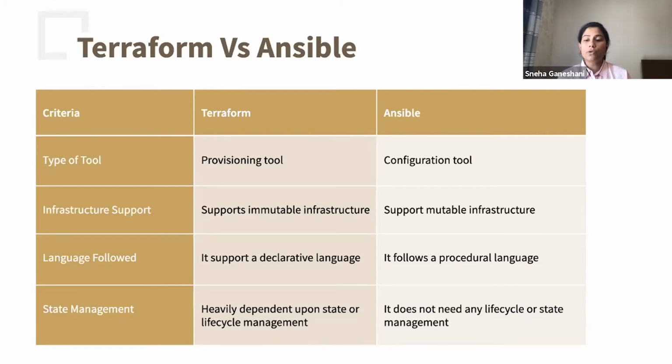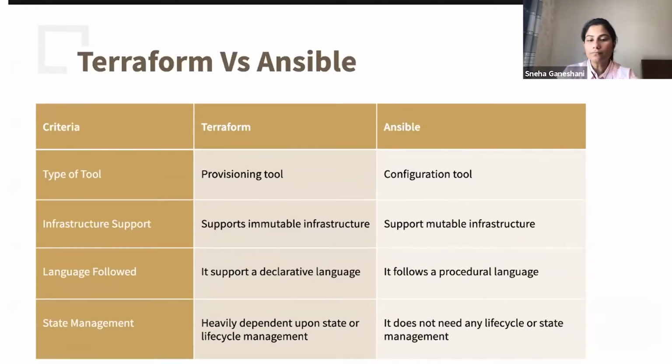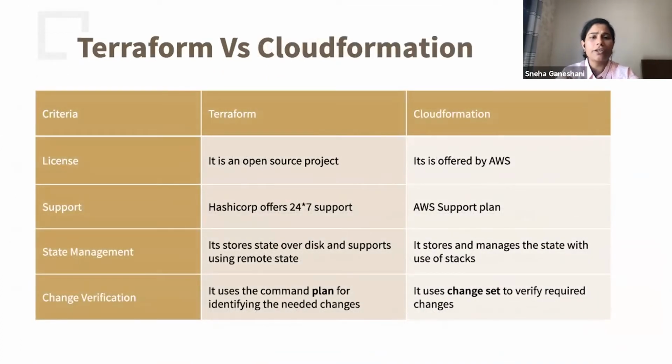Whereas Ansible is a procedural language in which you have to define the whole process, and also you have to mention the exact steps on how you want to configure that particular service or how you want to deploy that particular software. Terraform is dependent on state and lifecycle management, whereas Ansible does not depend on any state or lifecycle management. These are the basic differences between Terraform and Ansible, and you can use them depending on your specific use case.